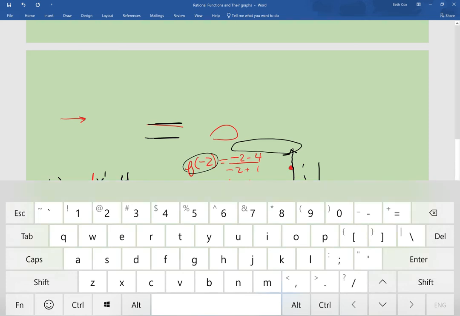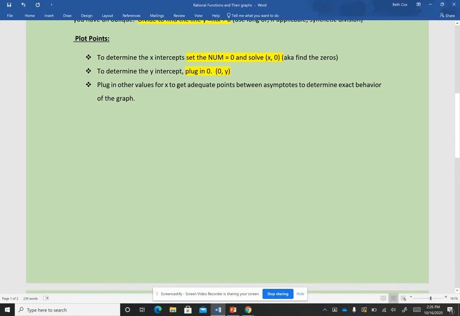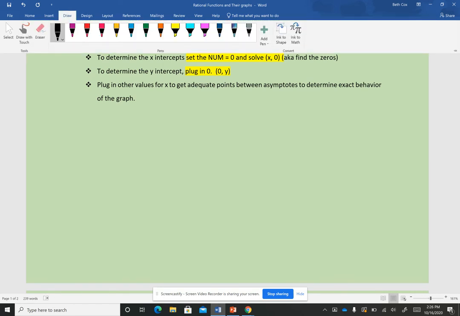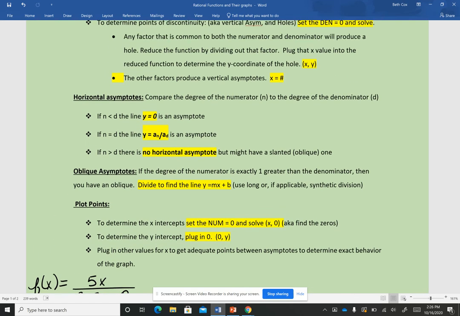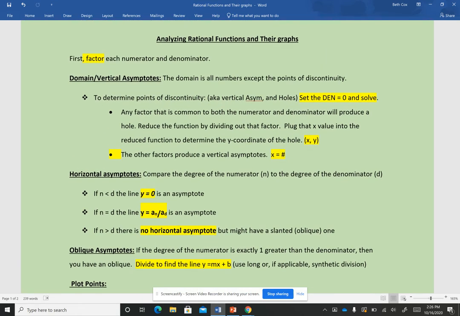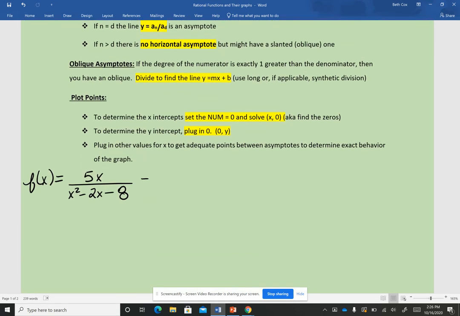Okay, let's look at another one. So this one says f of x is equal to 5x over x squared minus 2x minus 8. Again, at the very beginning of our document, it says factor the numerator and denominator. So I need to get this in factored form. I need to factor that denominator.